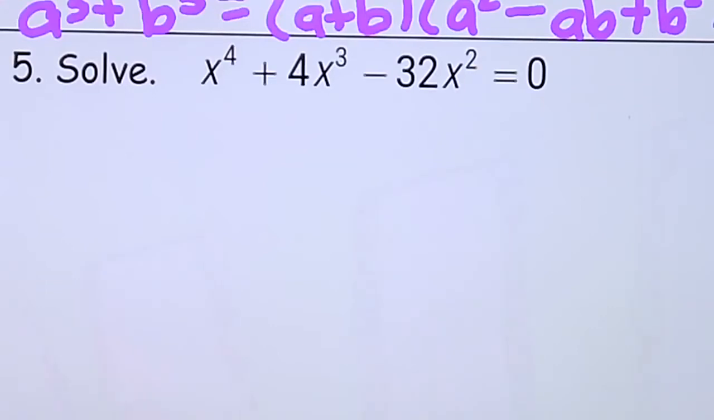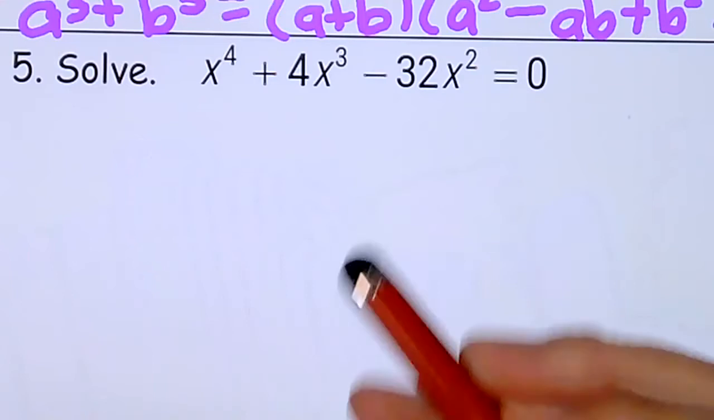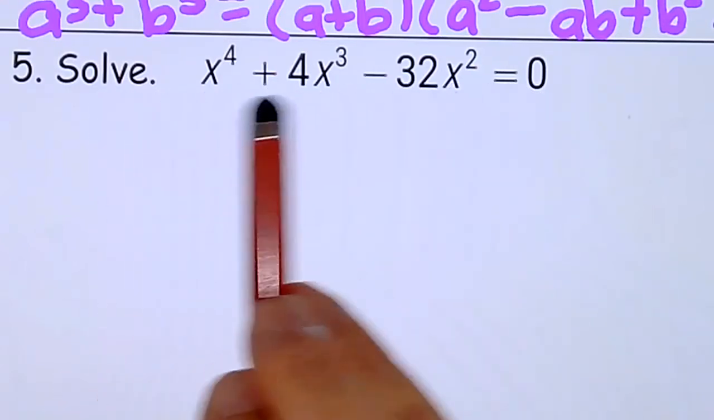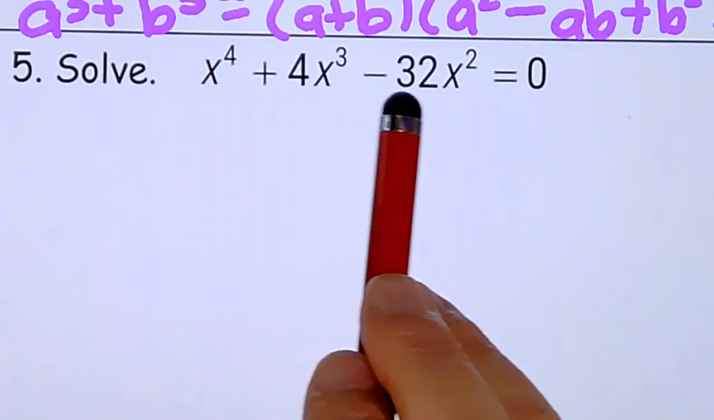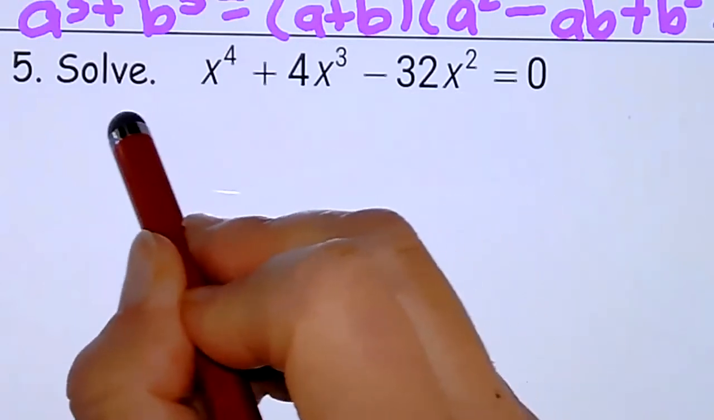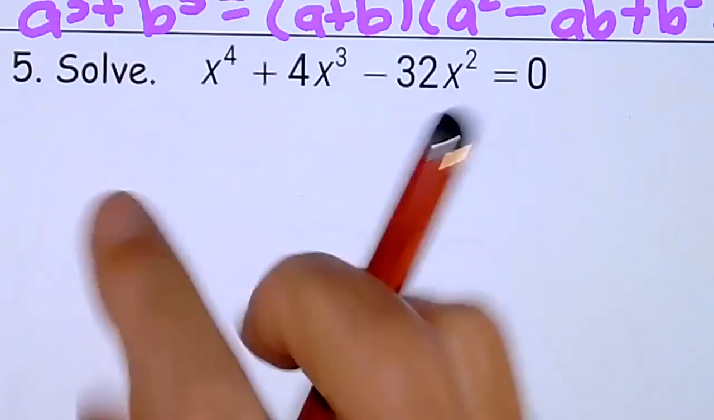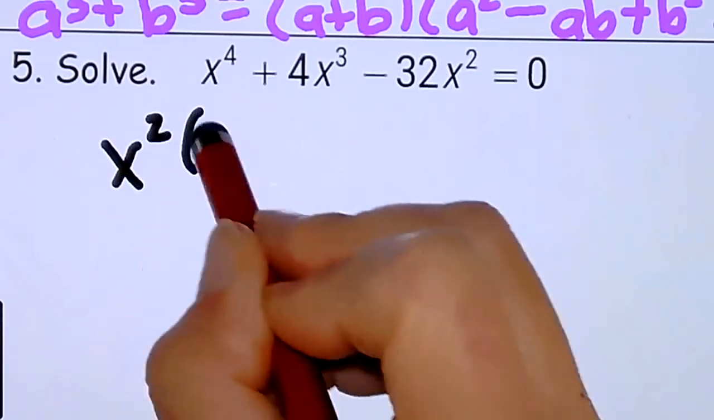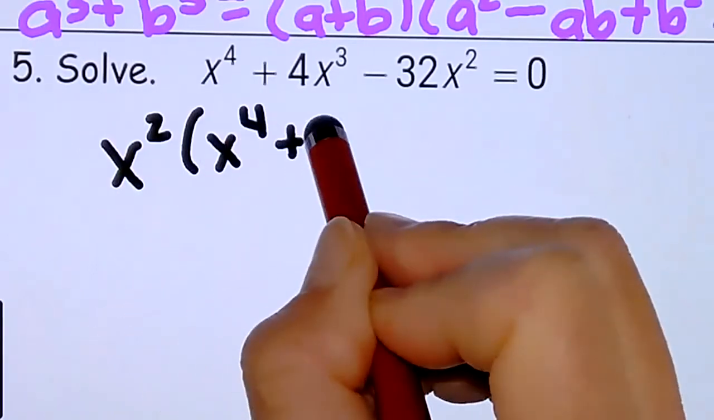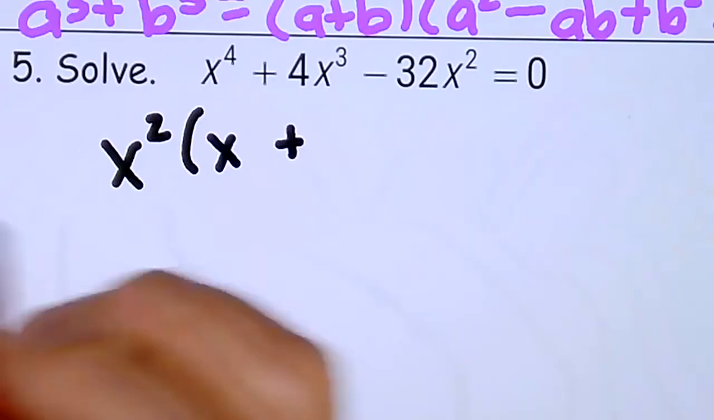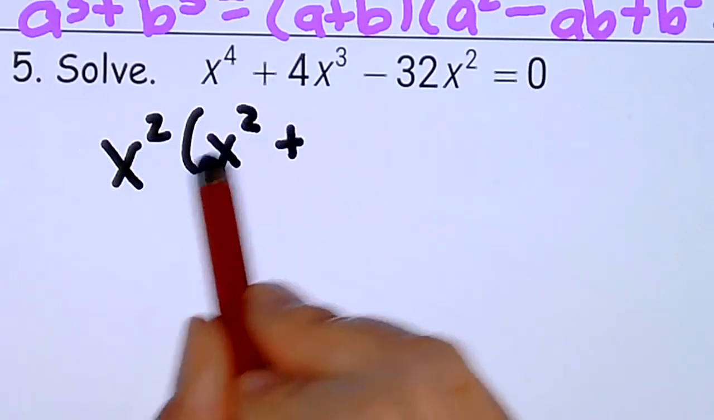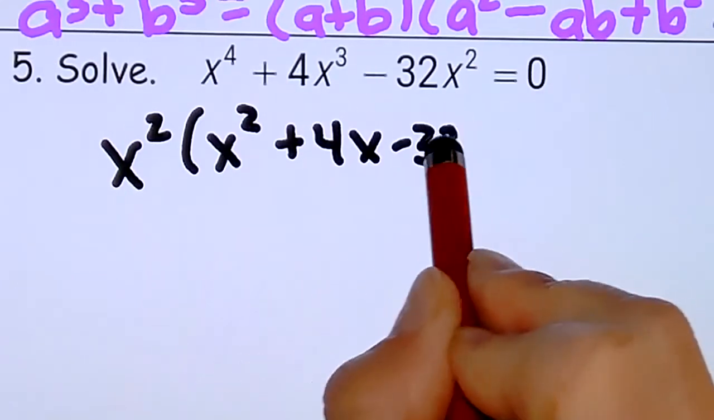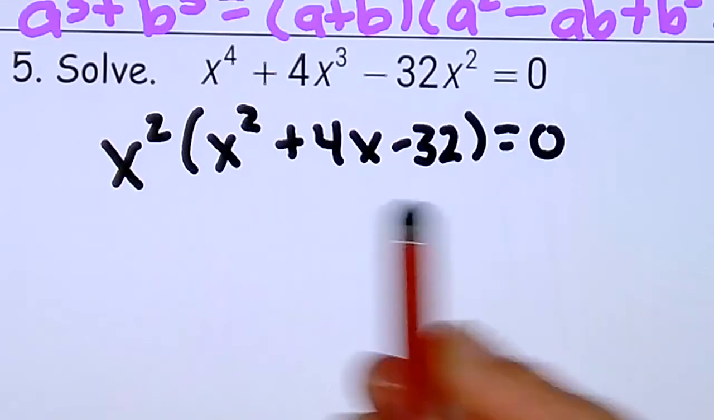Okay, on number 5 here. Again, on something like this, ask yourself, can I factor something out first? Okay, so looking at this, all of these have x's. The most I can take is an x squared. So I'm going to factor out x squared, and I'm going to have an x to the 2nd when I take x squared from this. And here I'm going to have a 4x minus 32 equals 0.